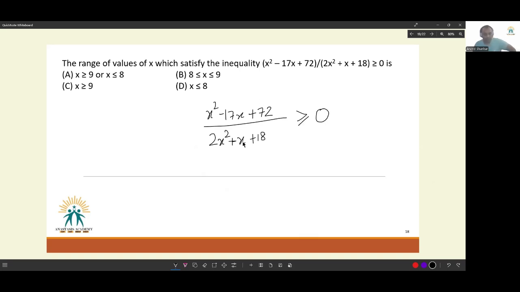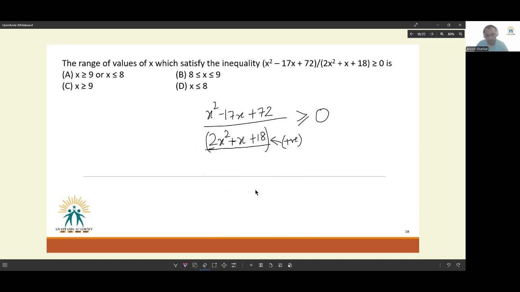The range of values of x where this is satisfied. Now, can you see that the roots here will always be unreal, imaginary, because for the denominator, b square minus 4ac is 1 minus 4 into 2 into 18, which is less than 0. So this quadratic at the bottom will always be positive. Something that is always positive has to be greater than 0. That numerator also has to be positive.